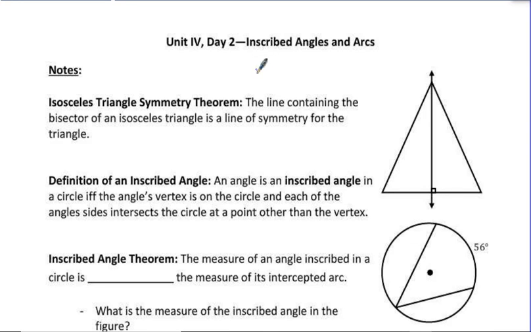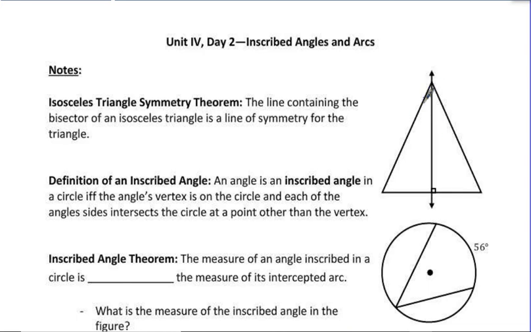In this video, we're going to take a look at inscribed angles and information on arcs, as well as tying in some isosceles triangle theorems. So we'll start with that. The isosceles triangle symmetry theorem says that the line containing the bisector of the isosceles triangle, or basically the perpendicular bisector of the base, is the symmetry line for the triangle.